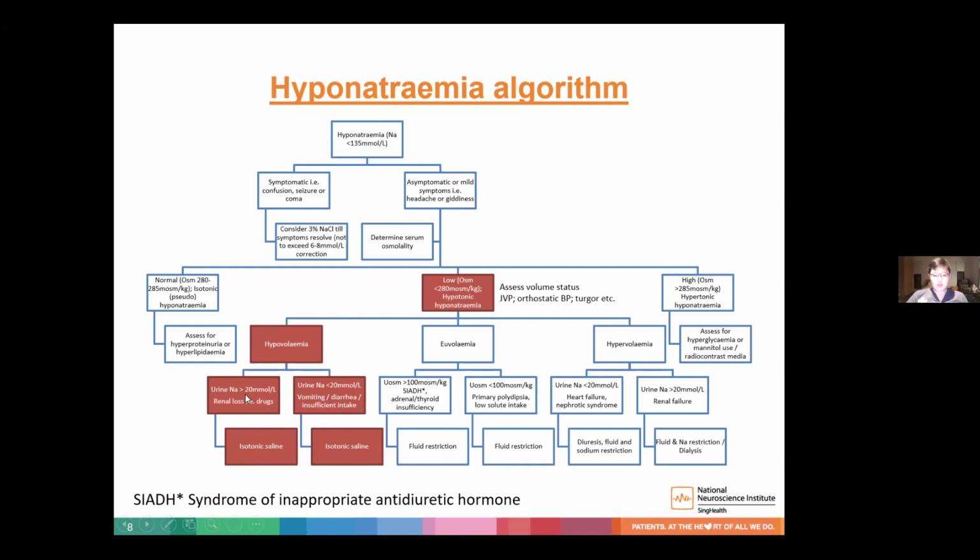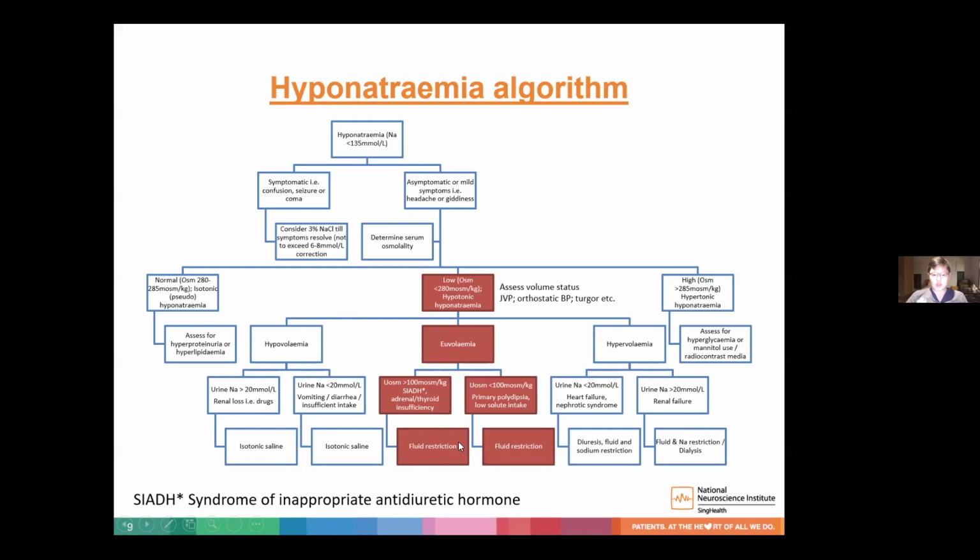The treatment for both conditions is also isotonic saline, but it's still important to differentiate them so you can reverse the underlying cause. In the next subset of patients with hypotonic hyponatremia, we have patients who are euvolemic, which means that their volume status is pretty normal. The important one for neurosurgical patients is actually patients with a high urine osmolality, more than 100 milliosmoles per kilogram. The important thing to look out for here is syndrome of inappropriate antidiuretic hormone patients, which are very common in neurosurgical patients. The other smaller subset is patients with primary polydipsia or low solute intake, in which case their urine osmolality will be low. The treatment for both conditions is fluid restriction.